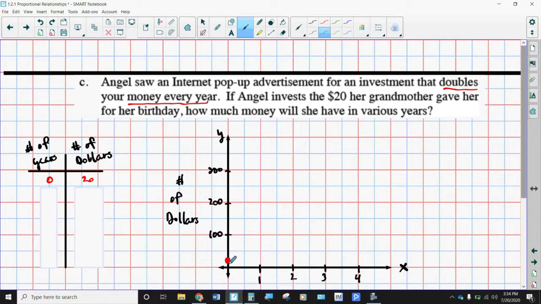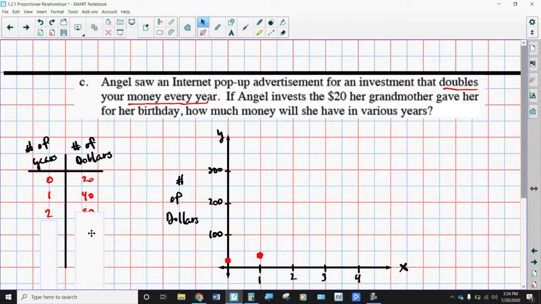Okay. So we know something. It's not 0, 0. So we already know it's not proportional, but I'm not going to write that in yet. It doubles every year. So that means after year 1, it's going to be 40. Year 2, it should be 80, because remember, it's doubling. It's not growing at a constant rate. So 2 brings us to about 80.